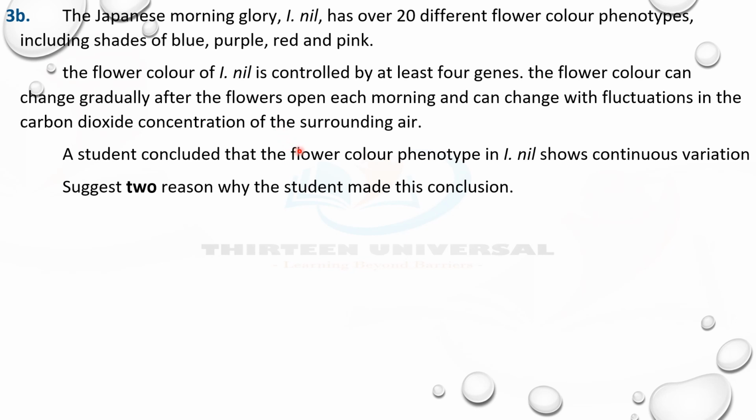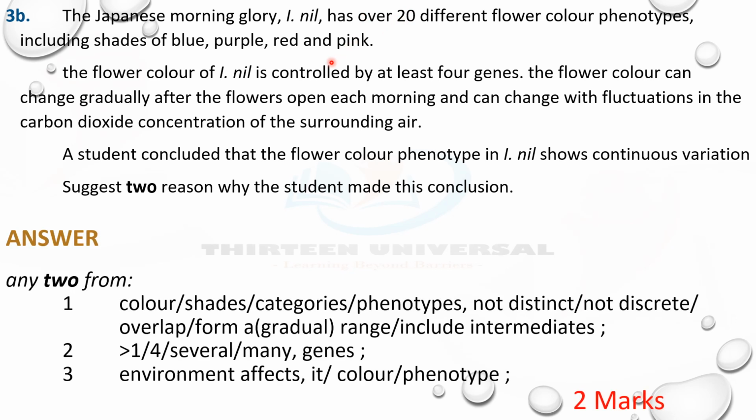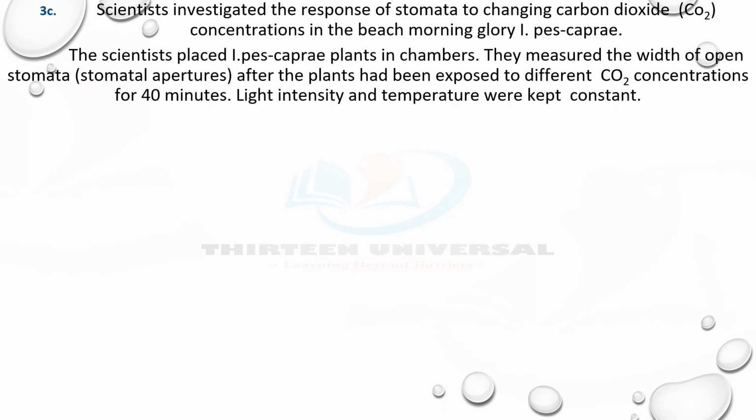How do I know it has intermediates? Of course we have different colors, but we don't have distinct categories. So don't waste time on that. So color shades, no discrete categories, overlap. Okay, more than one gene, affected by environment. All right, look at the next one.